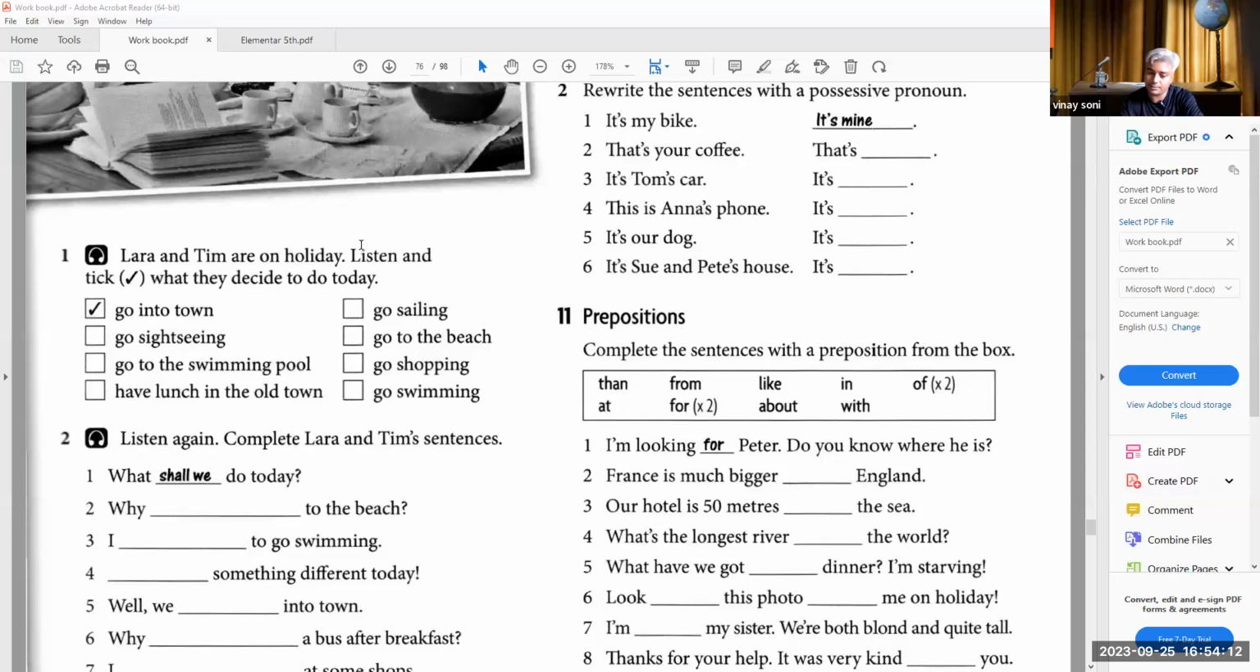Oh no, not shopping, please. I just want to buy some postcards and some souvenirs, that's all. What are souvenirs? Souvenirs are those items that you buy from somewhere as a memory that you visited that place. When you go to some place, don't you buy something from there as a memory that I was there? Sometimes you buy something for friends as well, so those things are called souvenirs.